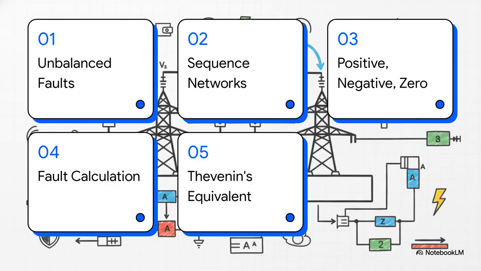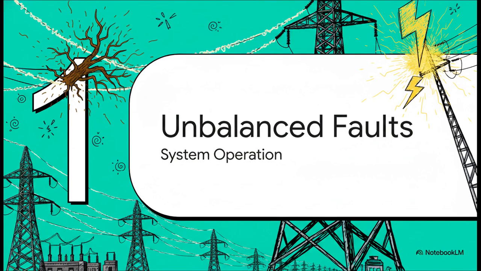To get there, here's our quick roadmap for today. First, we'll look at unbalanced power system faults. Second, defining sequence networks. Third, we'll break down the positive, negative, and zero components. Fourth, system fault calculation. And finally, number 5, applying Thevenin's equivalent. Let's get started. Section 1.